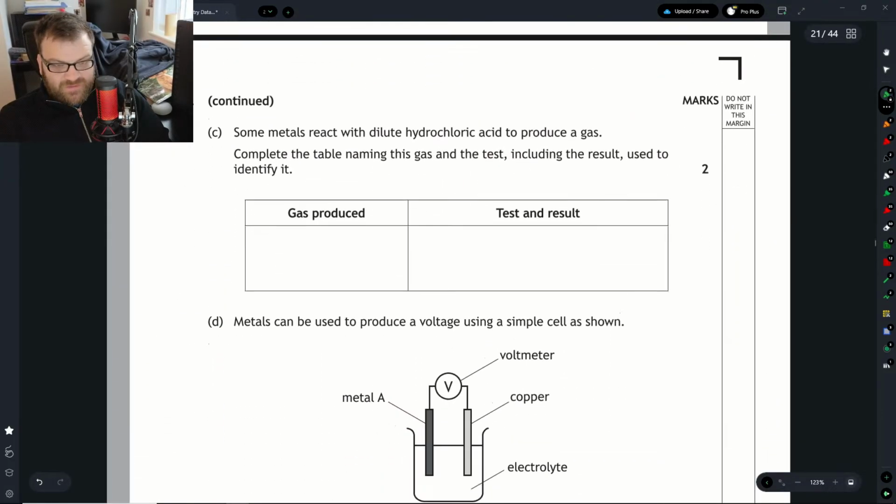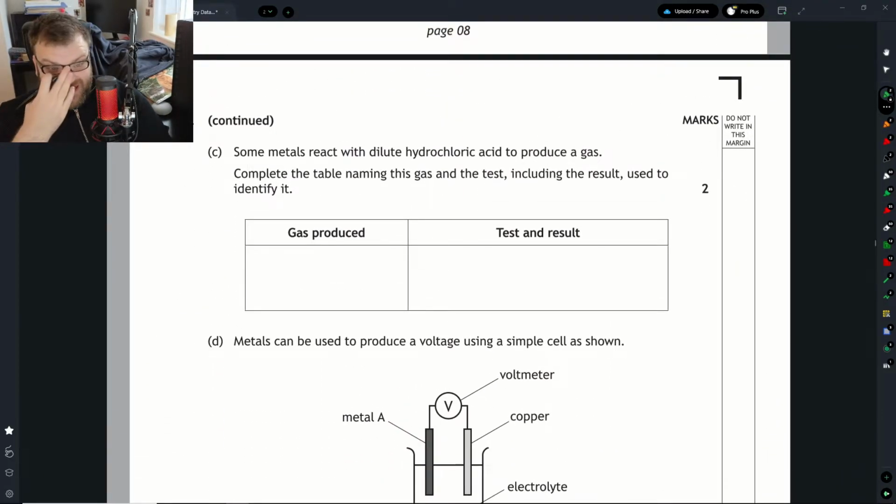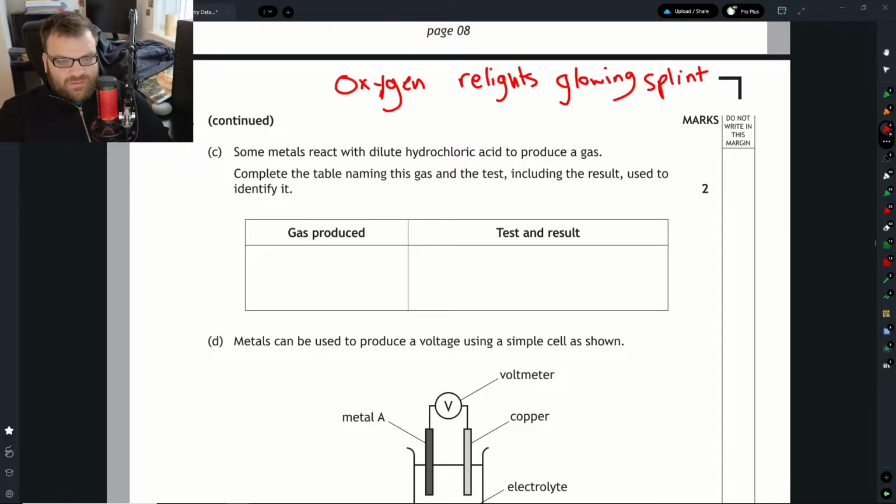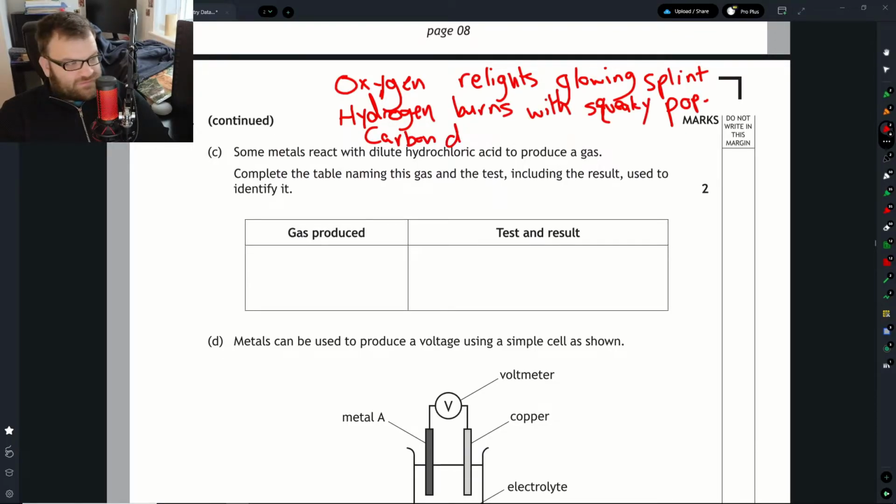Next up, we have to look at our gas tests. There are 3 gas tests you need to know. Oxygen relights a glowing splint. Hydrogen burns with a squeaky pop, and carbon dioxide turns limewater cloudy.